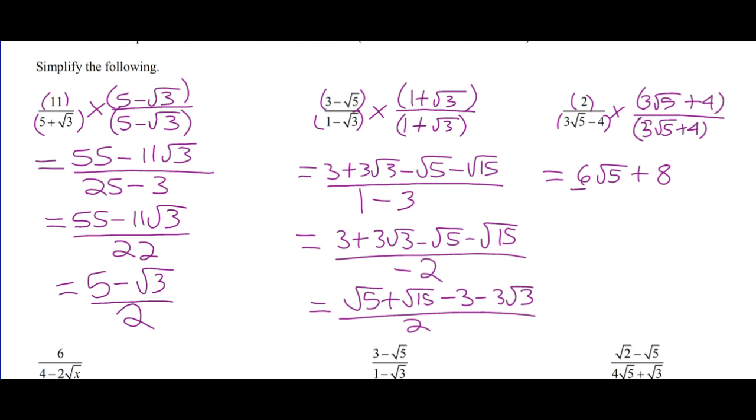Okay, what do we get on the bottom? Good thing it's not ink, it would be bleeding into the paper. 45, right? So 3 times 3 is 9. Root 5 times root 5 is 5. 9 times 5 is 45. Minus 16. Okay, is it even on the bottom? Nope. So we get 6 root 5 plus 8 over 29.